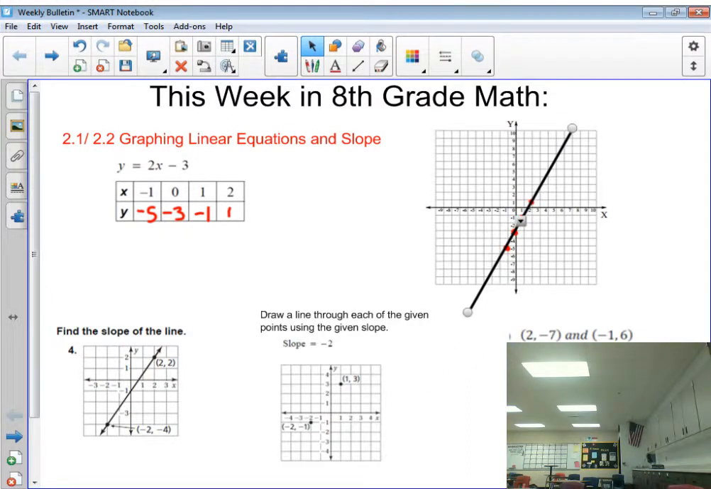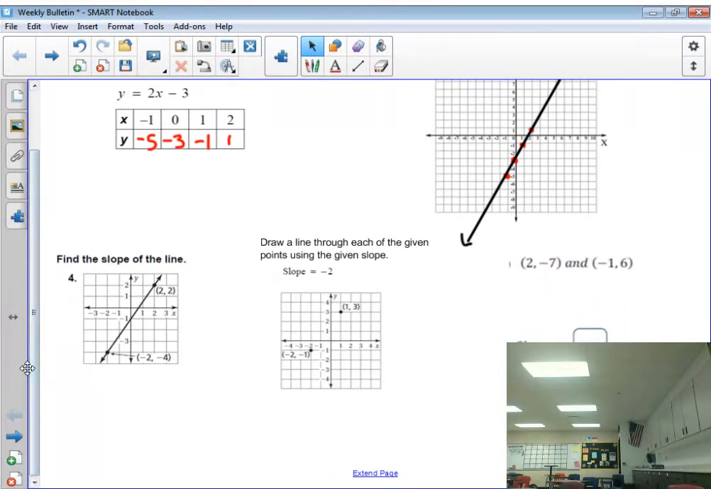And what they were doing was graphing all possibilities that could fall on that line, by graphing 3 or 4 points. Other things that we worked with is finding the slope of a line, and that's where we work with rise over run.